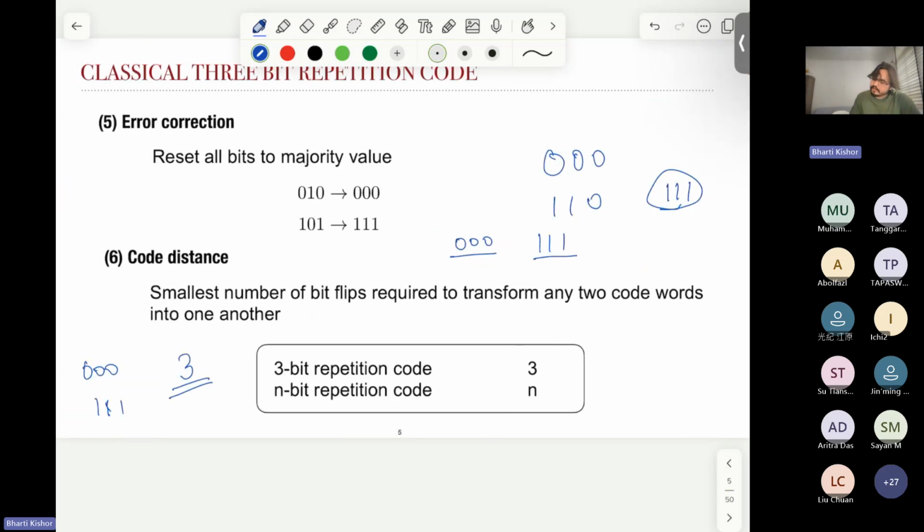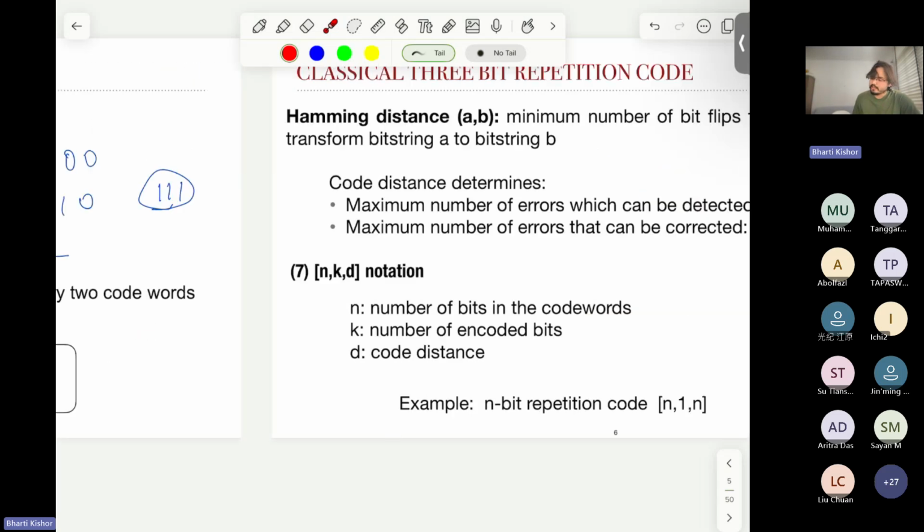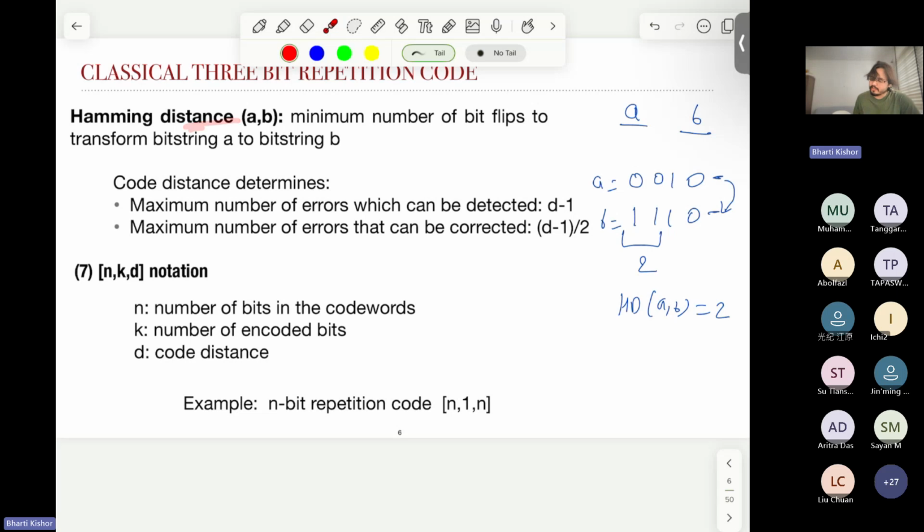Now, the distance was defined as the smallest number of bit flips required to transform any two code words into one another. Using the notion of Hamming distance, it's the minimum Hamming distance between any two code words. That's how you can define the notion of distance in the classical case. The code distance determines the maximum number of errors which can be detected and the maximum number of errors that can be corrected.